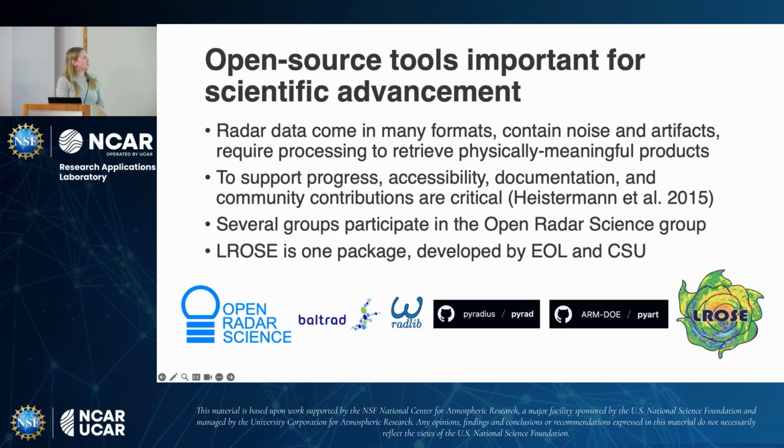Starting with the importance of open source tools, as the former LROSE PI, this is near and dear to a lot of the work that I do, but they're really important for scientific advancement, and that seems somewhat blasé. But for example, radar data come in many different raw formats. They contain lots of noise and artifacts that need to be removed. And then even once you have this clean data, you have to do a lot of processing to retrieve physically meaningful products. And so to support scientific progress more broadly, all these tools need to be accessible, well documented, and have pathways for community contributions to either fix bugs or identify improvements or new features.